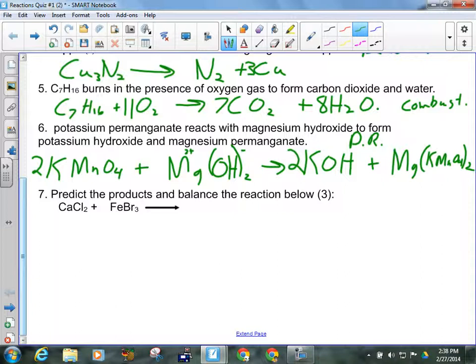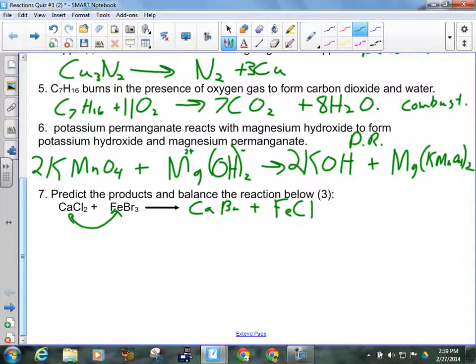For number 7, if I want to predict the products, first step, I have to identify the reaction type. Ionic compound plus ionic compound is a double replacement reaction. In a double replacement reaction, we swap the metals. So that means calcium's new partner is bromine, and iron's new partner is chlorine. Now we've got to drop and swap.